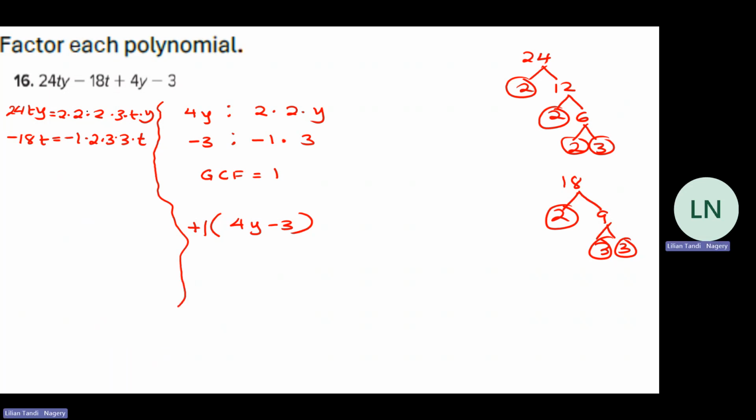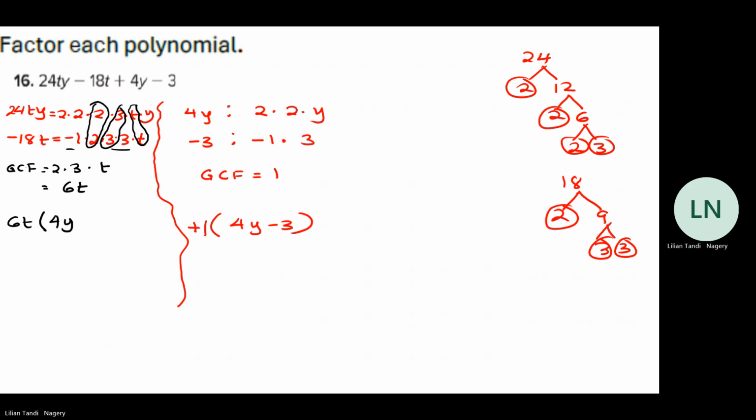Excuse me, let me change my color. Here's my common factor. I choose the ones that are closer to each other. So greatest common factor is 2 times 3 times t, which is 6t. 6t will be outside. Inside will be 4y and minus 3. Okay? Because I see here negative 1 times 3, that's negative 3.